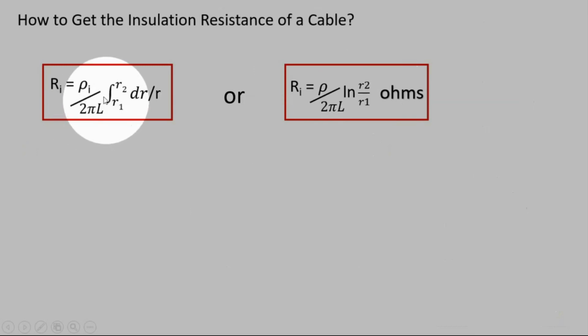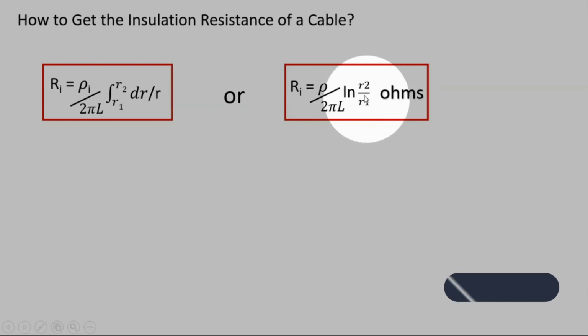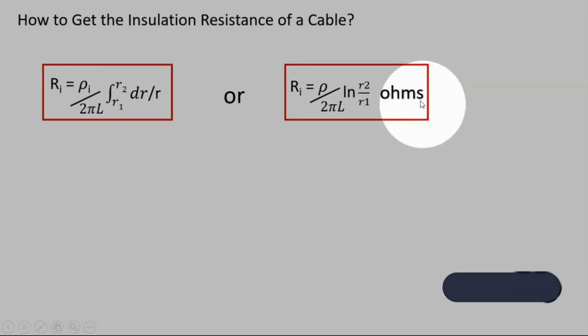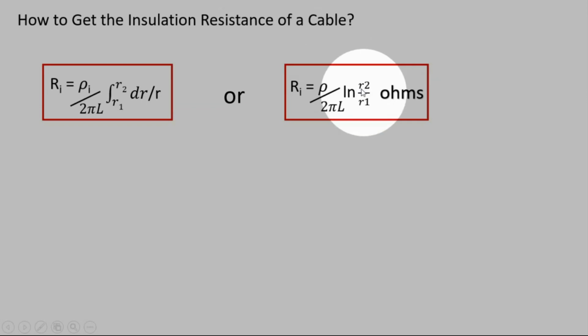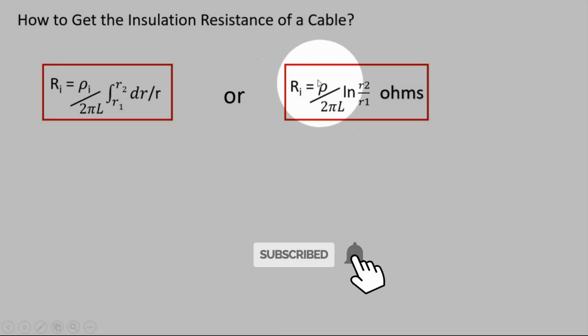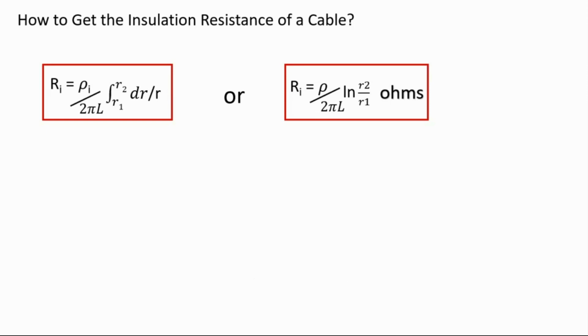Now we can further simplify this formula with integration. We apply the integration for dr over r. The integration of dr over r from R1 to R2 will give us the natural logarithm of R2 over R1. You multiply this by rho i and then divide by 2 pi L. Then the unit is ohm. So this is now the formula for us to get the value of the resistance of the insulator of a cable at a certain length.